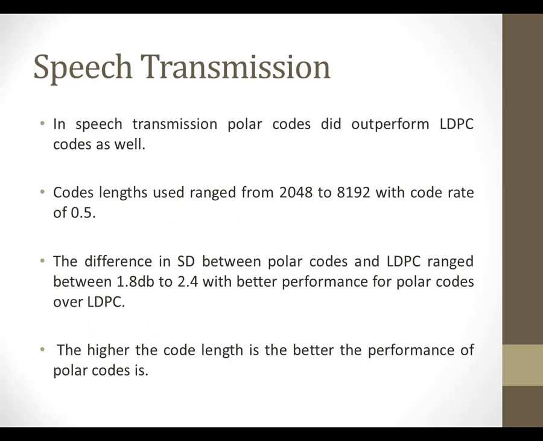In speech transmission, polar codes did outperform LDPC codes as well. Code lengths used ranged from 2048 to 8192 bits, with a code rate of 0.5. The difference in SD between polar codes and LDPC ranged between 1.8 to 2.4 decibels, with better performance of polar codes over LDPC. Also a note, the higher the code length is, the better the performance of the polar codes over the LDPC.